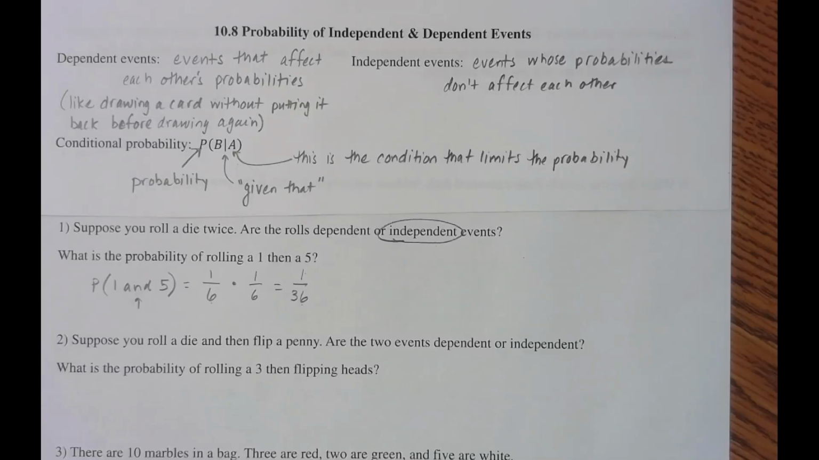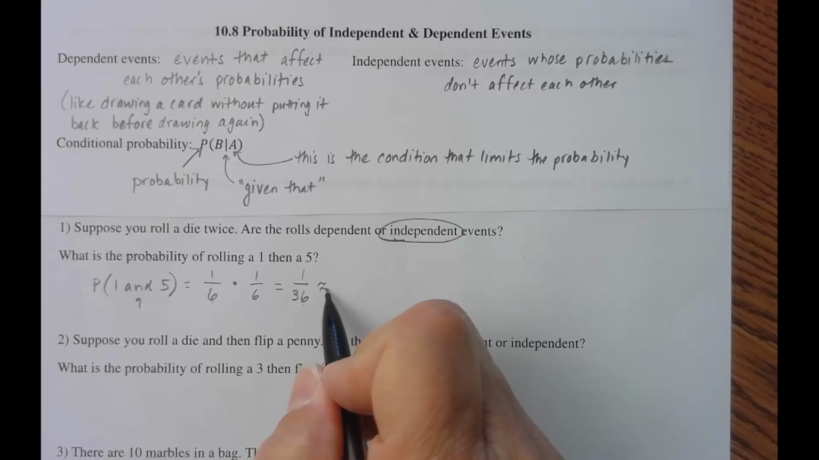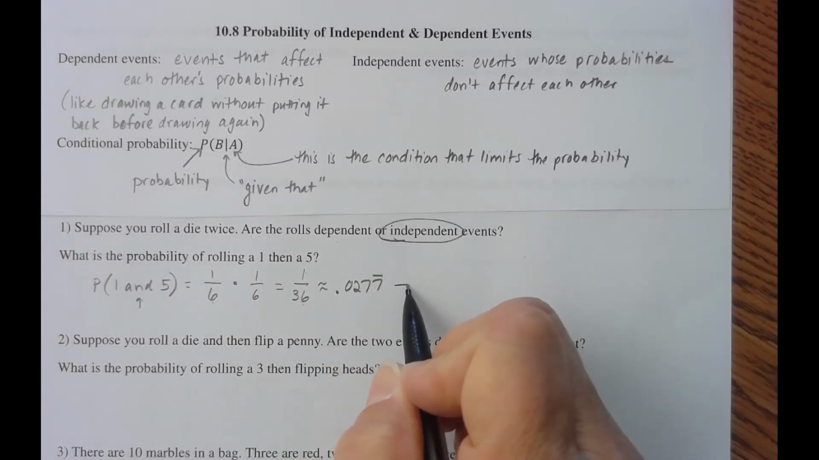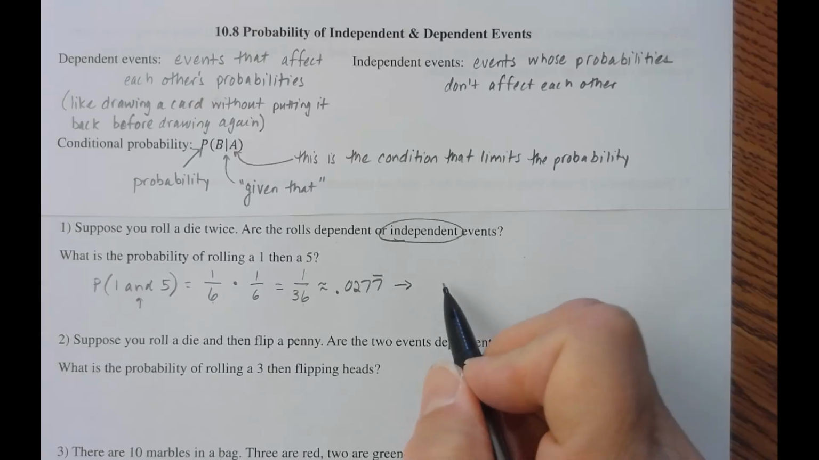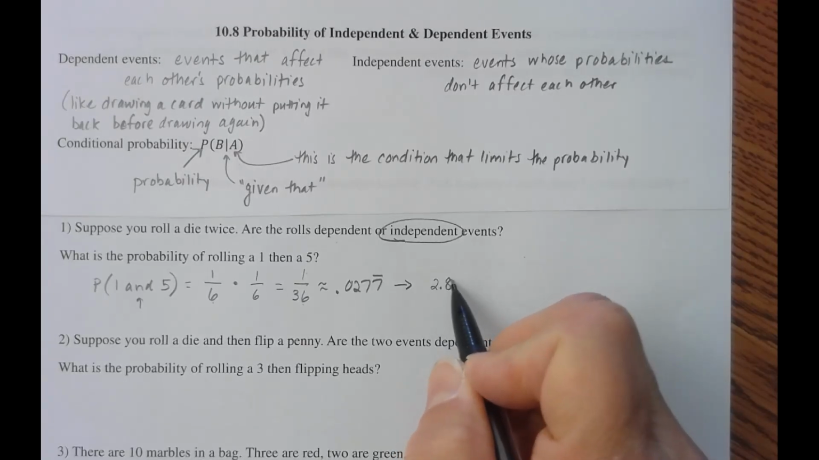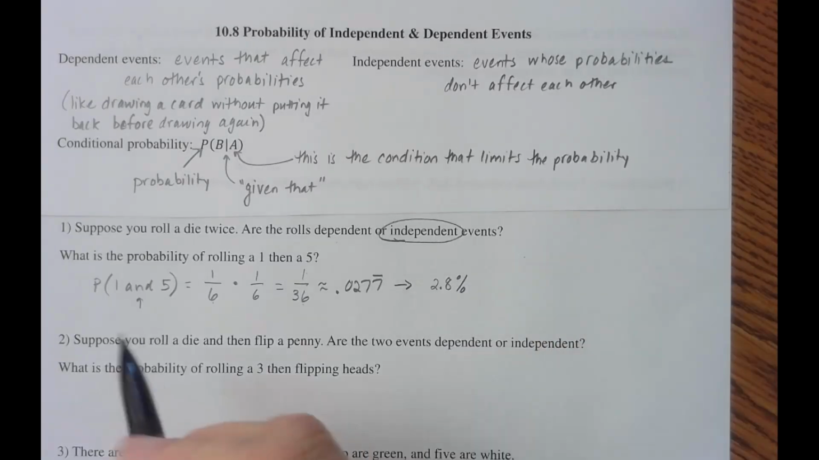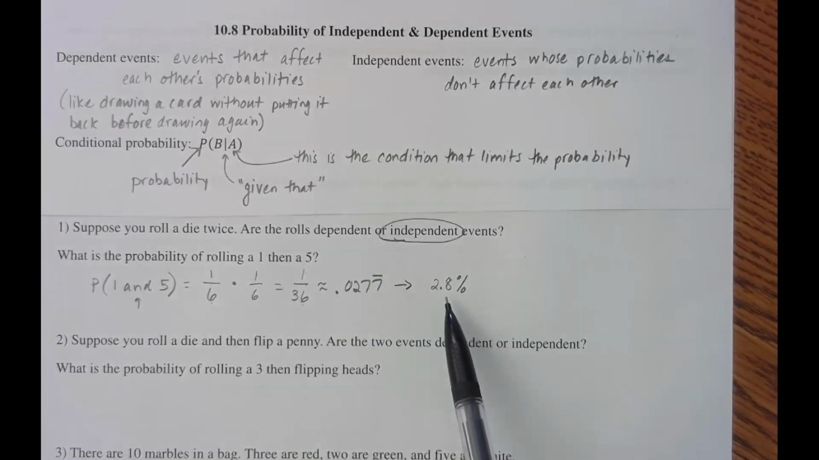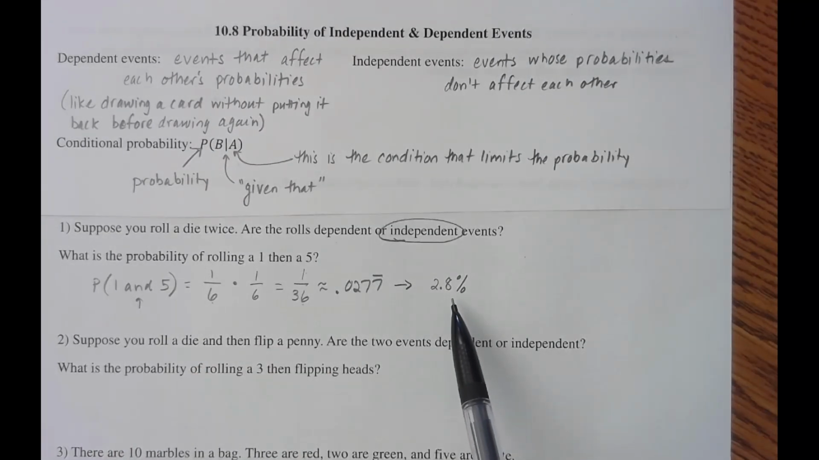is 0.027 repeating, which I will round off to about 2.8%. So the probability of rolling a 1 and then a 5 is only 2.8%. Not great chances.